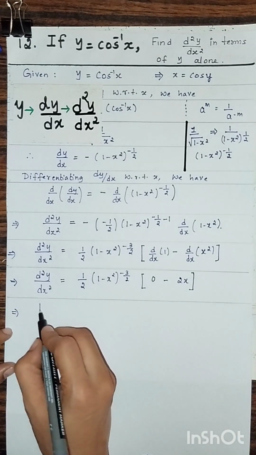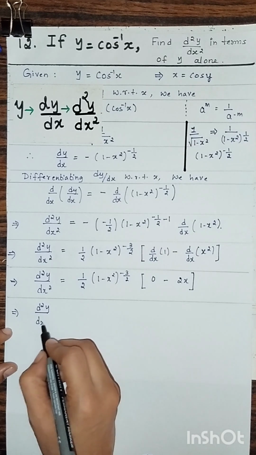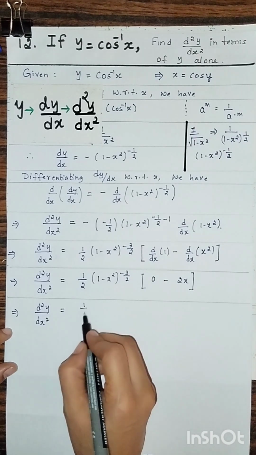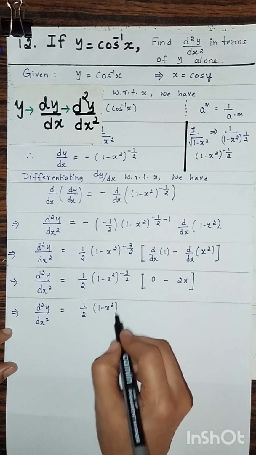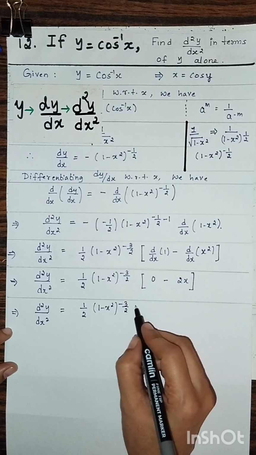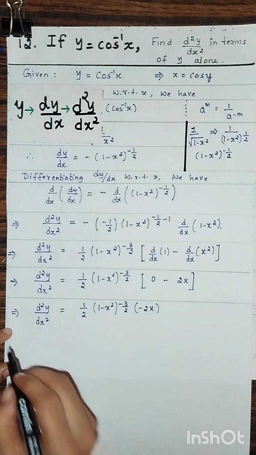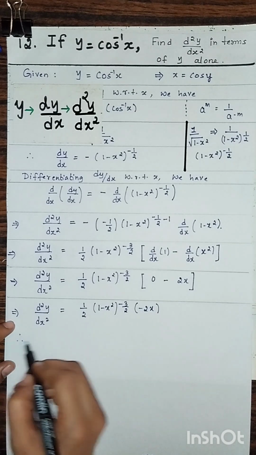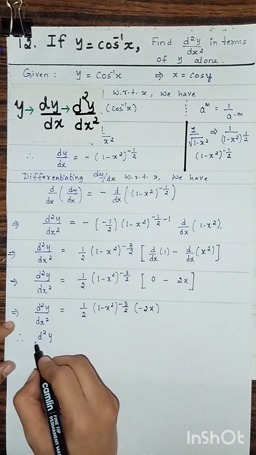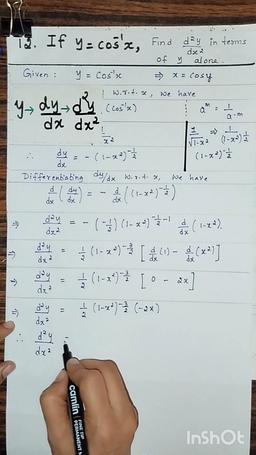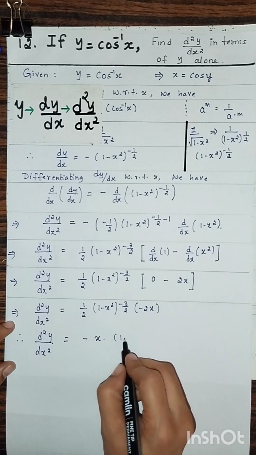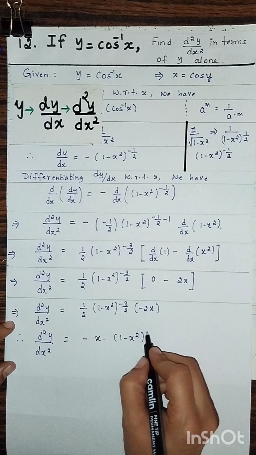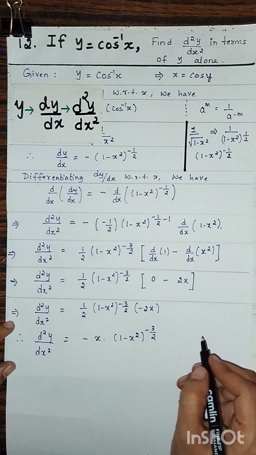This implies d square y by dx square is equal to 1 by 2 into (1 minus x square) to the power minus 3 by 2 into minus 2x. So therefore, d square y by dx square is equal to 2 by 2, which is 1. So you will get minus x into (1 minus x square) to the power minus 3 by 2.